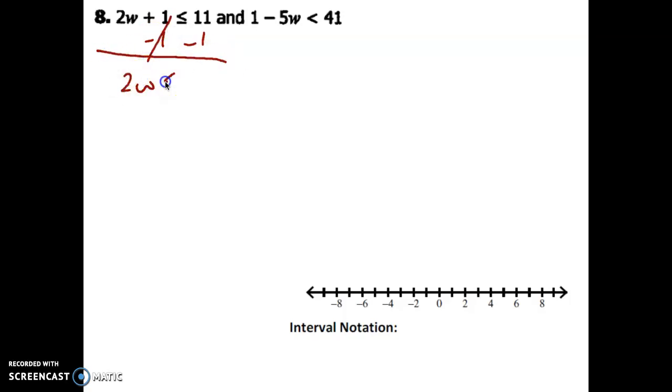So 2w is less than or equal to 10. And then I'm going to divide by 2, working to get w by itself. w is less than or equal to 5. Okay, so that's the answer to the one on the left. Let's solve the one on the right.